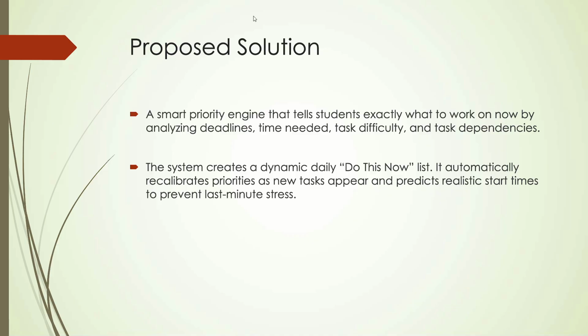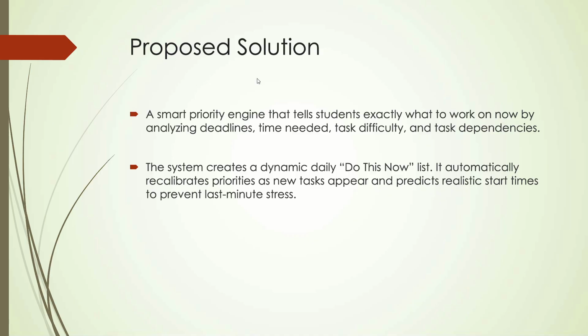The solution that I'm proposing is a smart priority engine. So instead of students trying to figure out how to do their schedules manually, the system analyzes their deadlines, the estimated time needed for each task, the task difficulty, and which tasks are dependent on others, which tasks need to be completed first. And then based off of all of this information that it gathers, it generates a simple daily do this now list. The engine will then update automatically as new tasks appear, and it even predicts when realistically you need to start working on something to avoid last minute stress.